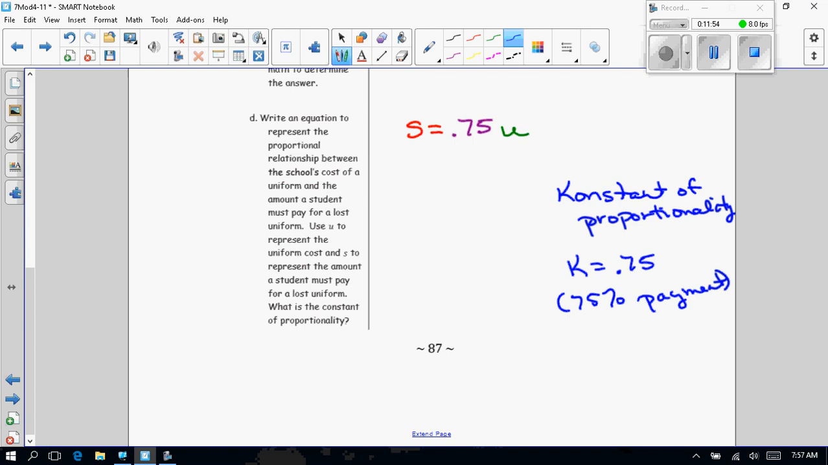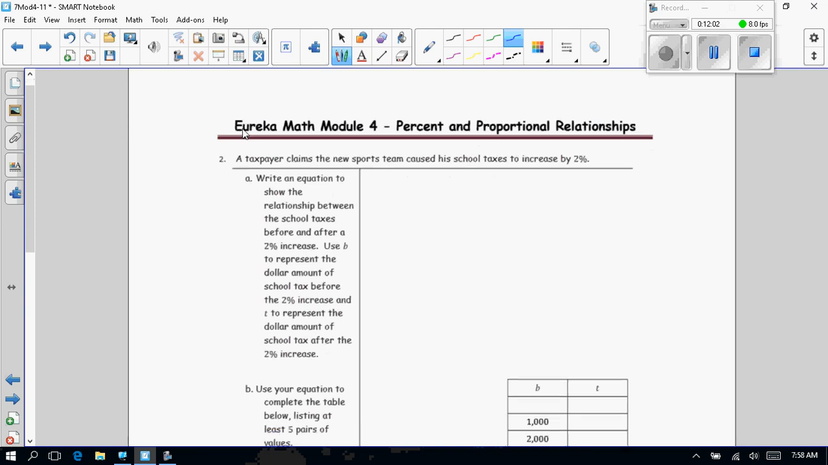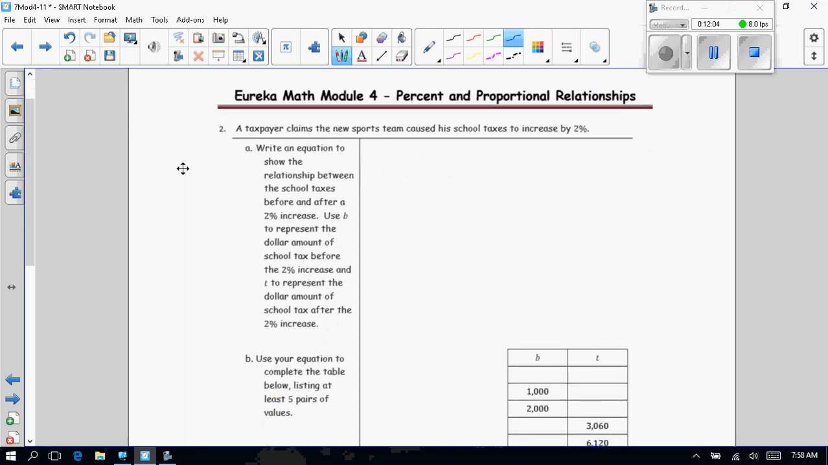All right, let's go over to page 88. New problem. A taxpayer claims that the new sports team caused his school taxes to increase by 2%. Write an equation to show the relationship between the school taxes before and after a 2% increase. Use B to represent the amount of dollars the school tax before the 2% increase, and T to represent the dollar amount of the school tax after.